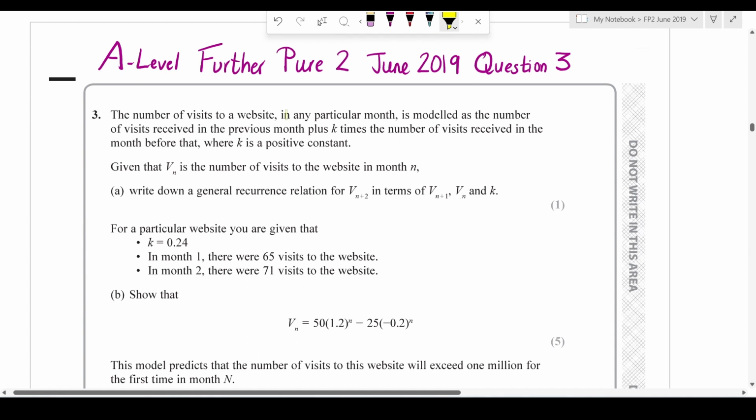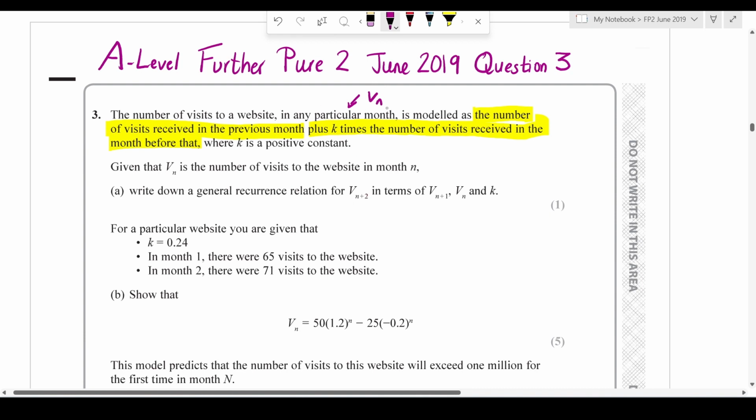The number of visits to a website in any particular month is modelled as the number of visits received in the previous month plus k times the number of visits received in the month before that. Okay, some constant. Given that Vn is the number of visits in month n, we want a general recurrence relation between these.